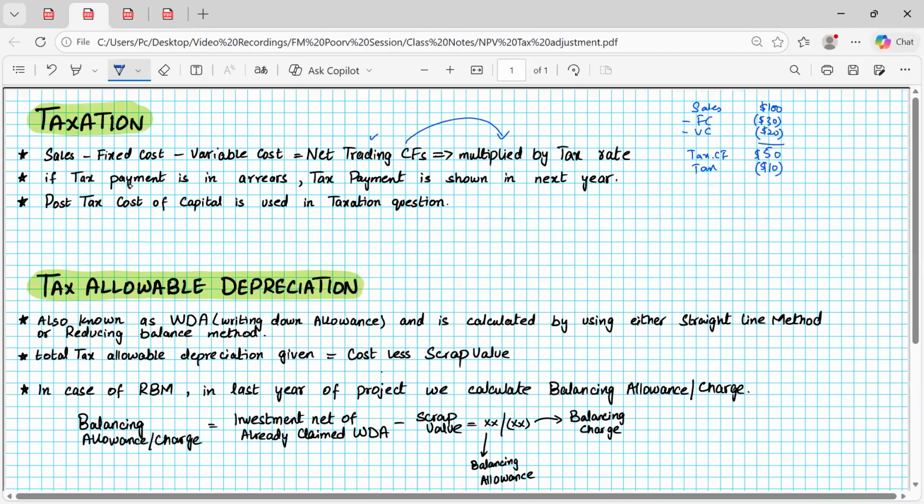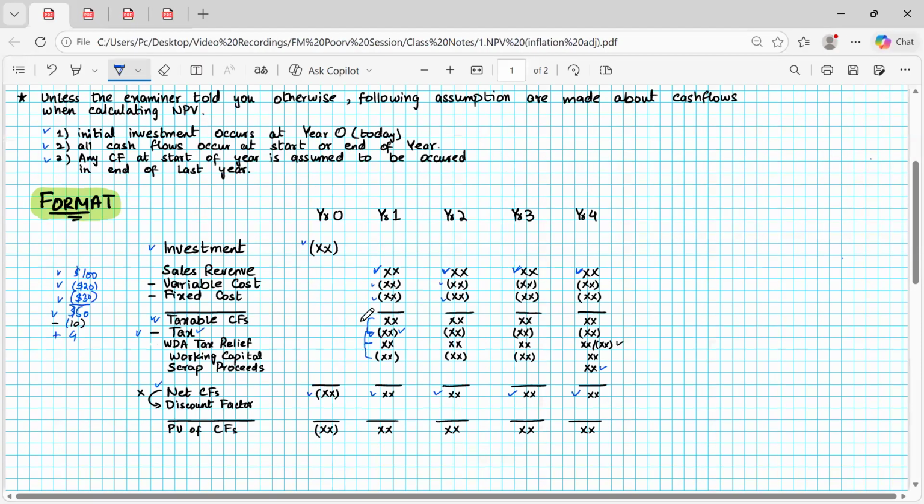Now, remember, if tax payment is in arrears, then the payment is shown in next year. Now, there are two types of payment. First type is that for every individual year you pay the tax. For year one, you are going to pay the tax in year one. And the second type is payment in arrears, which means that for this year you are going to pay the tax next year. So year one tax will be paid in year two. Year two tax will be paid in year three. Year three tax will be paid in year four. Year four tax will be paid in year five. So that is payment in arrears.